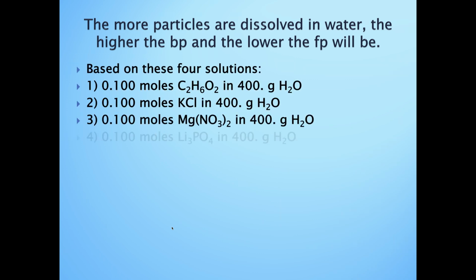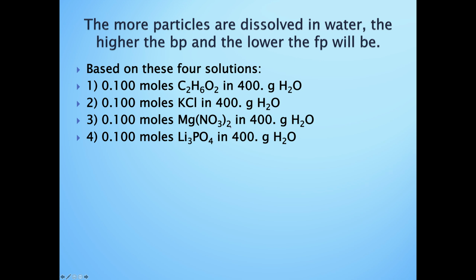Based on these 4 solutions, notice that our moles are identical and our grams are identical. The only difference is what our solute's formula is. Choice 1 is a non-electrolyte. It's made only of nonmetals, which means dissolving 1 mole of this will result in only 1 mole of particles. Choice 2 is ionic and breaks up into potassium ions and chloride ions. So dissolving each mole of potassium chloride will result in 2 moles of ions.